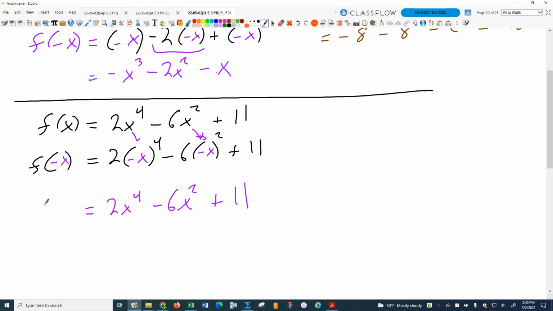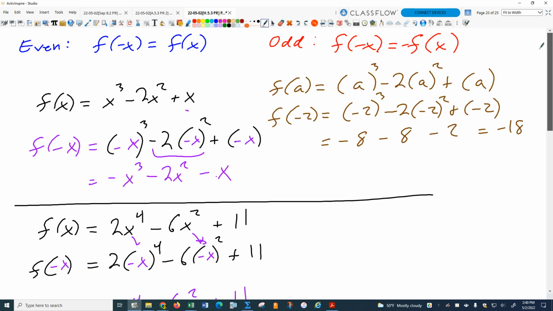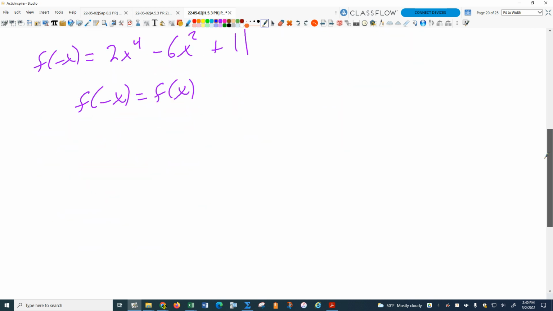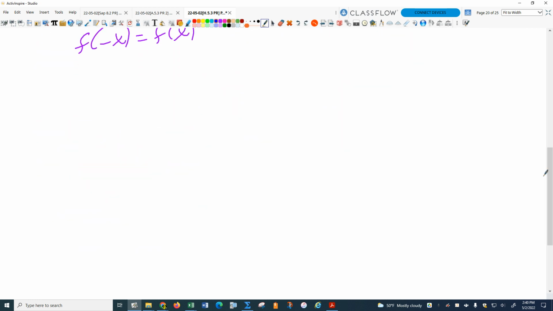So we found f of negative x equals f of x. So this one has, what was my color up here? It was blue. So this one has even symmetry. Okay? Let's try one more, and I'm going to see if you can see a pattern. Let's try this guy.